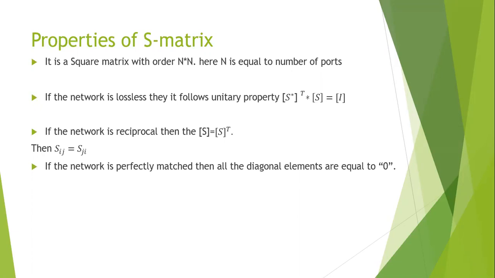Reciprocity of a network: if the network is reciprocal, then the transpose of the matrix is equal to itself. Then Sij equal to Sji, where i means rows and j means columns. If the network is perfectly matched, then the diagonal elements are always equal to 0. We have to remember all these points, which help us to understand the network properly.